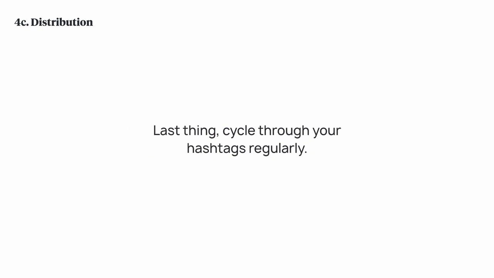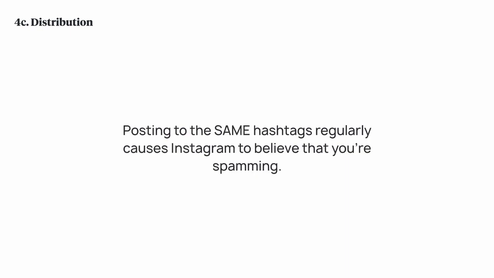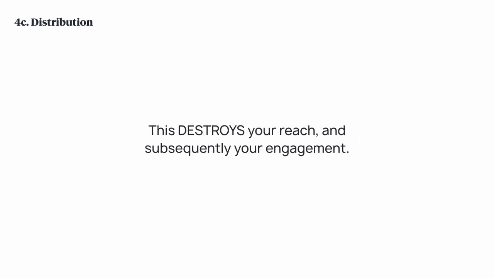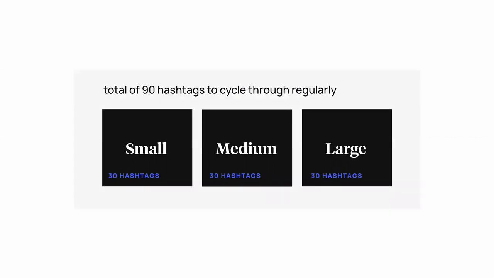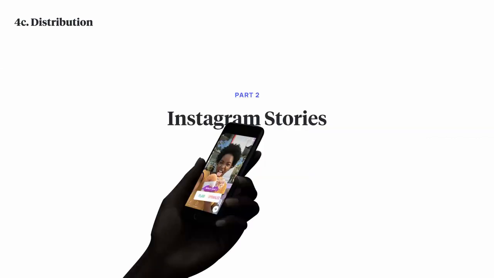And then the last thing is to cycle through your hashtags regularly. Posting the same hashtags regularly causes Instagram to believe that you're spamming that specific hashtag. So just try to cycle through the different hashtags, right? Otherwise this destroys your reach and subsequently hurts your engagement. So you're going to take these, break the 30 hashtags into 3 sets, and then duplicate each one of these 3 times, and then you'll have a total of 90 hashtags for you to cycle through regularly. Right? Next is Instagram Stories.